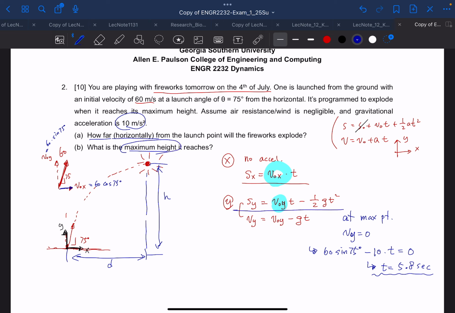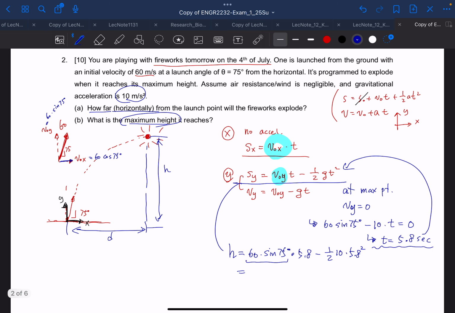And then we need to find the max height. By applying this, max height h is V0y, 60 times sine 75 degrees, that value times the t, which is 5.8, minus 1/2 g, which is 10, times t squared, 5.8 squared. That's going to give us the max height, and that value would be something like 167 meters. So we found this value.